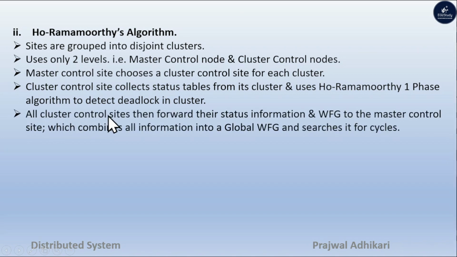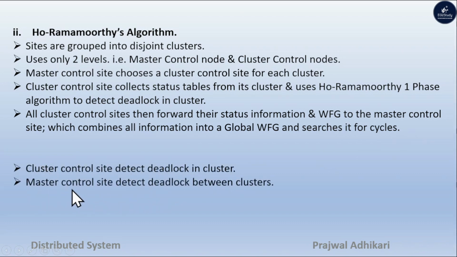All cluster control sites then forward their status information and wait-for graph to the master control site, which combines all information into a global wait-for graph and searches it for cycles. Here, the cluster control site detects deadlock in the cluster, and the master control site detects deadlock between clusters.